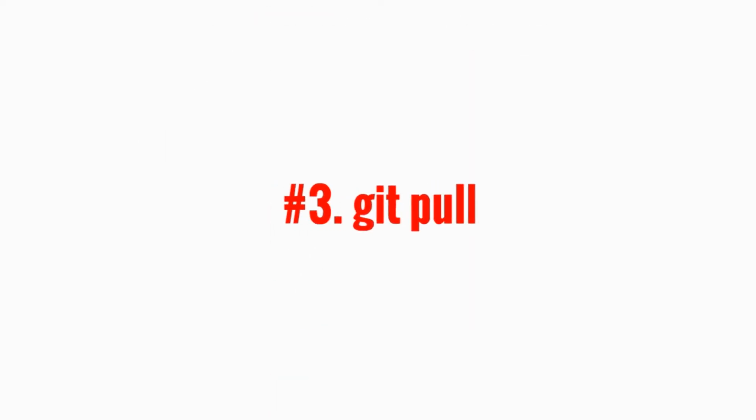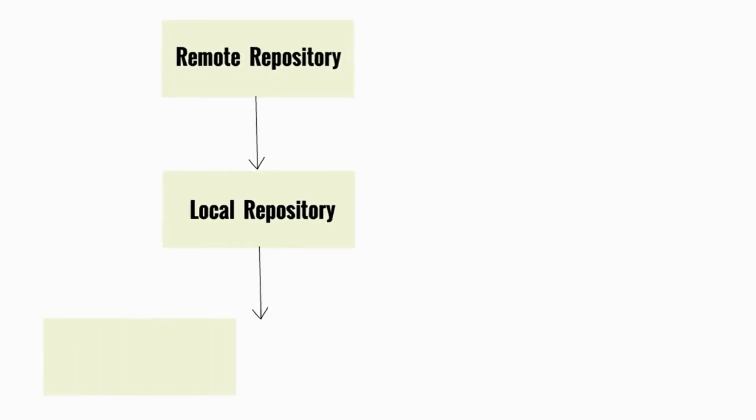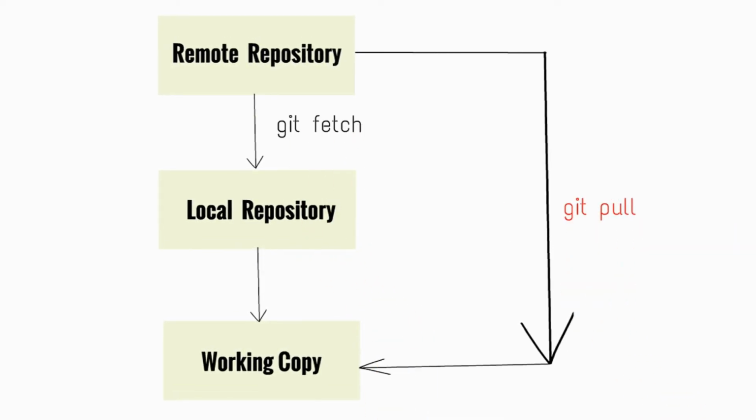Number 3. Git Pull. The Git Pull command allows you to download from remote to local all changes to the repo and merge them into your local copy. If other people are updating the repo, you will need to Git Pull frequently to stay up to date.